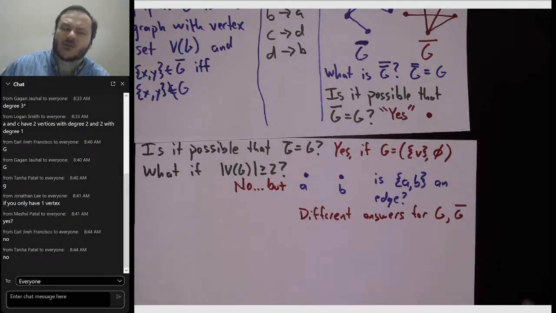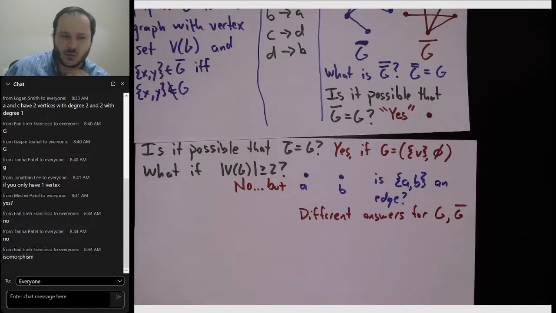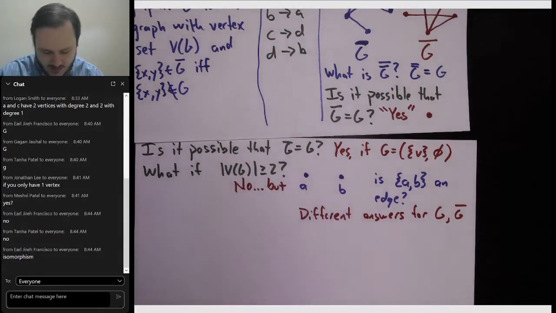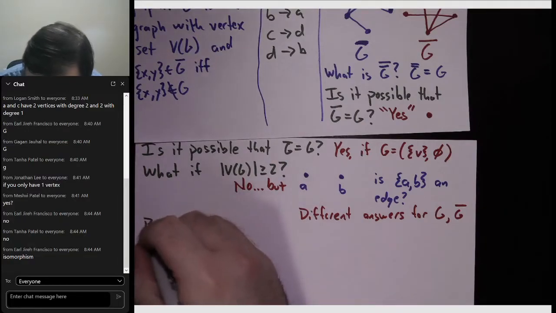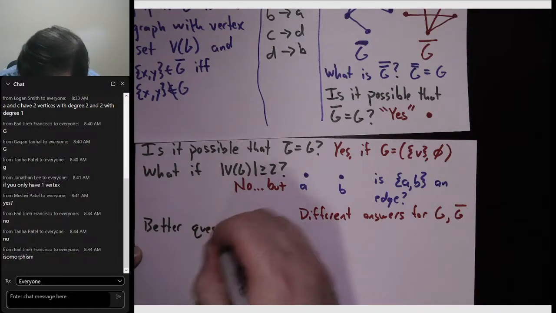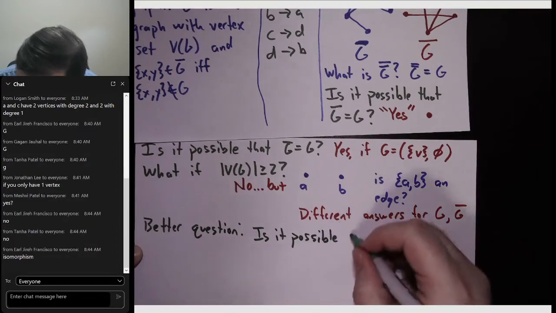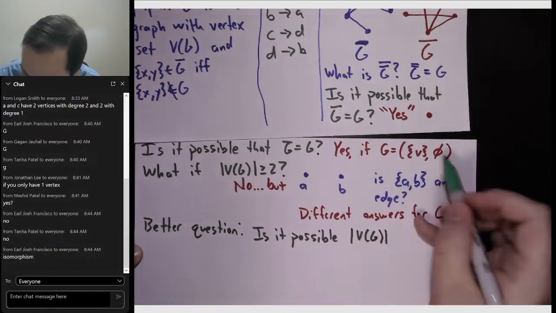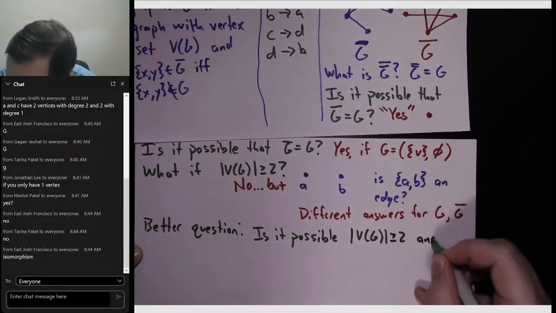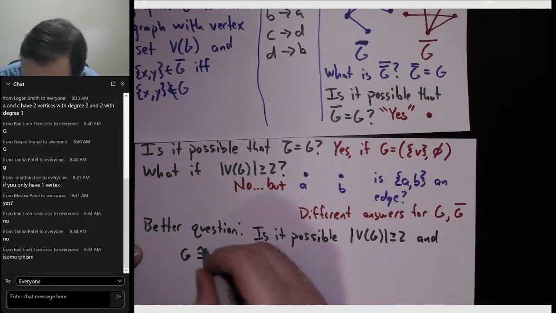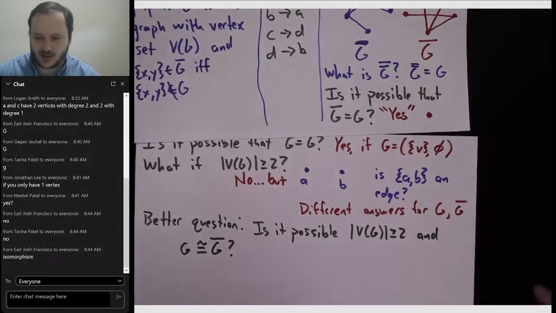But it's not really equal that we care about, right? Because graphs being equal is a really tough condition. What are we really interested in when we ask if two graphs are the same? Equal is not really the right question. What we really want to ask is, are they isomorphic? So better question: is it possible that I have at least two vertices, so I can get rid of this silly single vertex example, and I don't want G equal to G bar anymore. I just want it isomorphic to G bar.